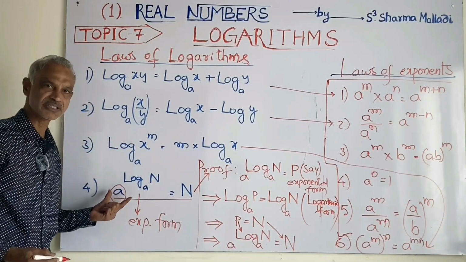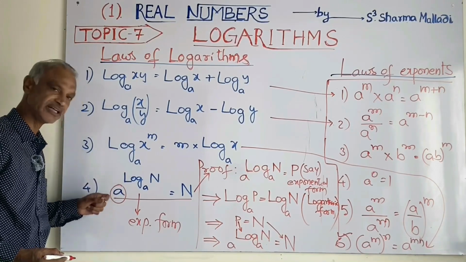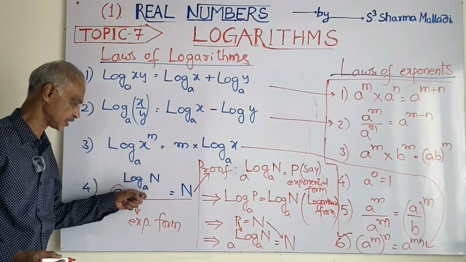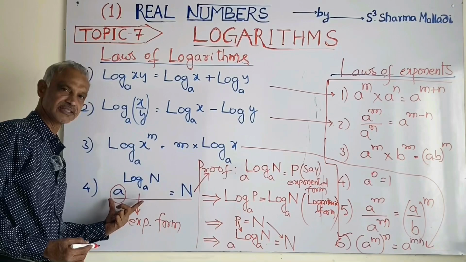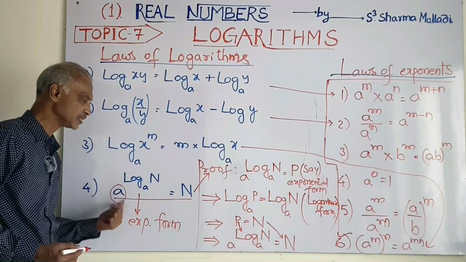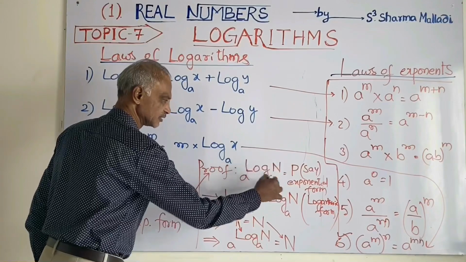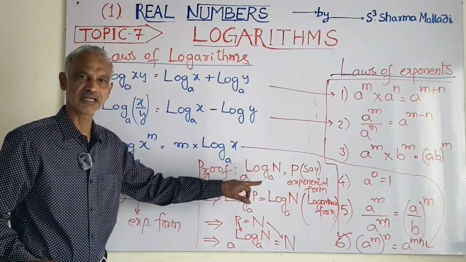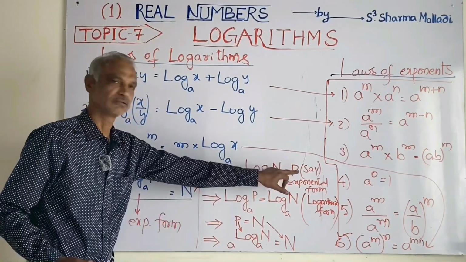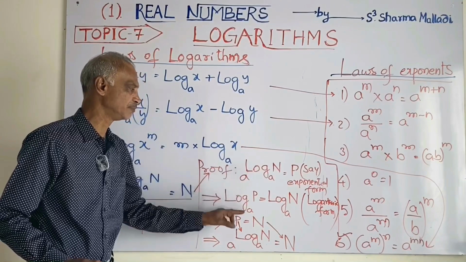This is exponential form. We have to show a to the power of log n to the base a is equal to n. You take this as p. We have to show that p is equal to n. Now, you write this exponential form in logarithmic form: log p to the base a.